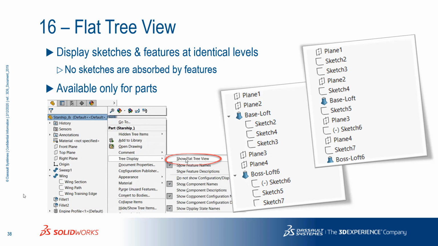Flatten tree view, this is one, I just want to point out that it's there, right? I don't want you to be confused if you see a part that has this, how someone got theirs set up this way. You can choose to do this if you want. It's a setting on the tree display. So what it does is it takes everything out of the nested format and lists everything at the same level.